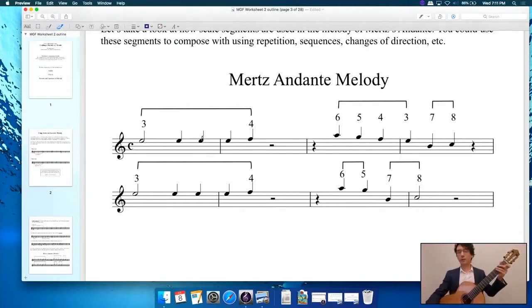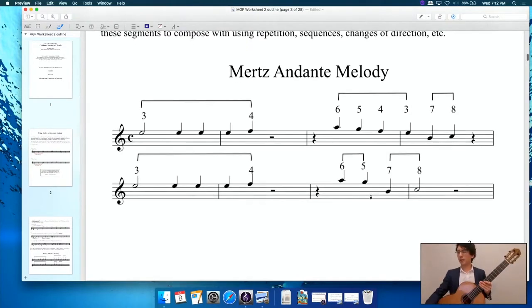Okay, and now this is a parallel period, which a lot of you will be a bit more familiar with now, I think, because this repeats, same material, and then it ends a little differently, but we get these two little scale segments to end, so it goes back to 3, up to 4, and then 6, 5, and then 7, 8. Okay, so there are some scale segments in the Mertz Andante.